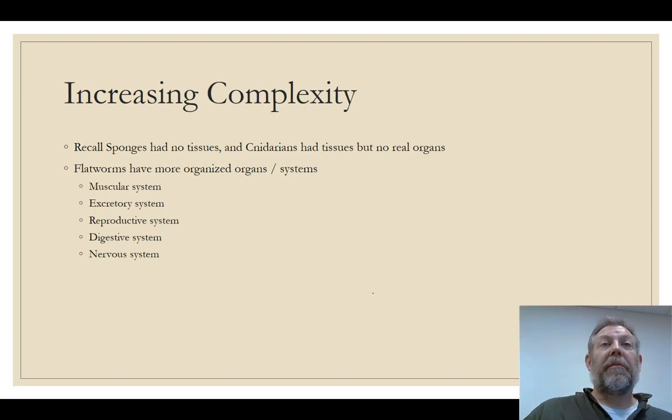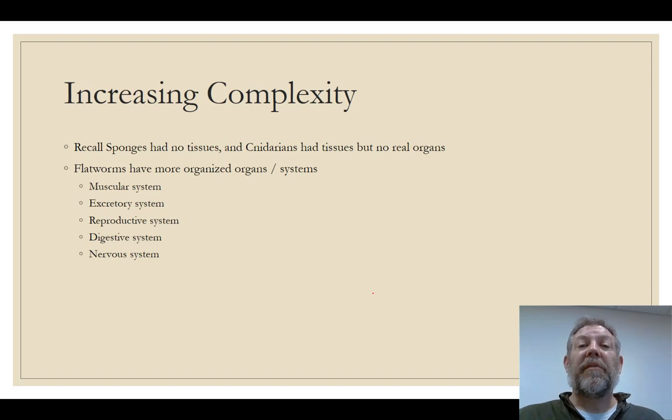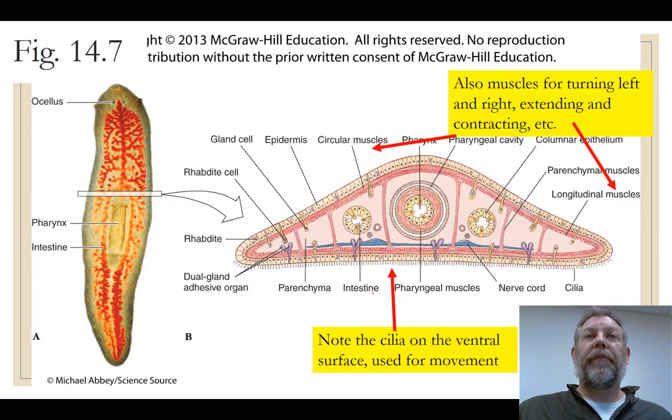So the flatworms, well, the sponges didn't have any tissues. Cnidarians had tissues, but they didn't have any real organs. Flatworms have organs and they have systems. They've got a muscular system. They've got an excretory system. They've got a reproductive system. They've got a digestive system. They have a nervous system. And so they've got quite a bit more complexity.